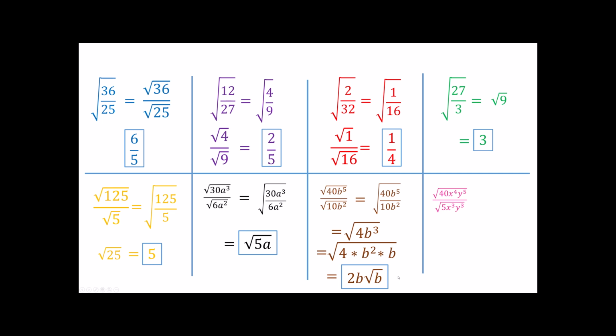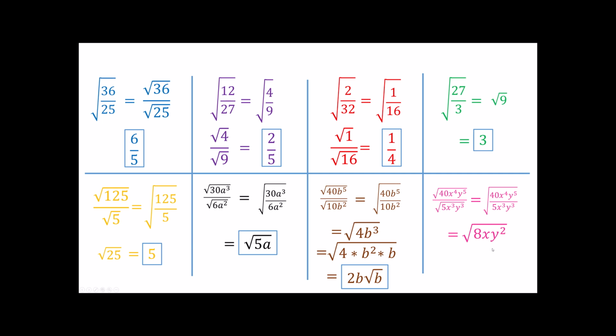Last one. Again, for me, it's probably easier if I put this together. I happen to notice that 40 over 5 is going to give me an 8. X to the 4th over x cubed, we're going to subtract these and get an x to the 1st. Y to the 5th and y cubed, we're going to subtract these and get a y to the 2nd. So the square root of 8xy to the 2nd.